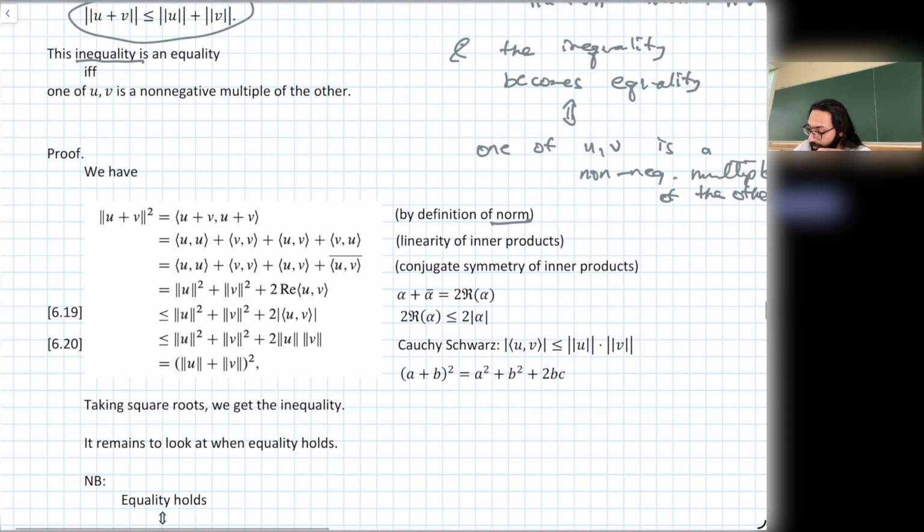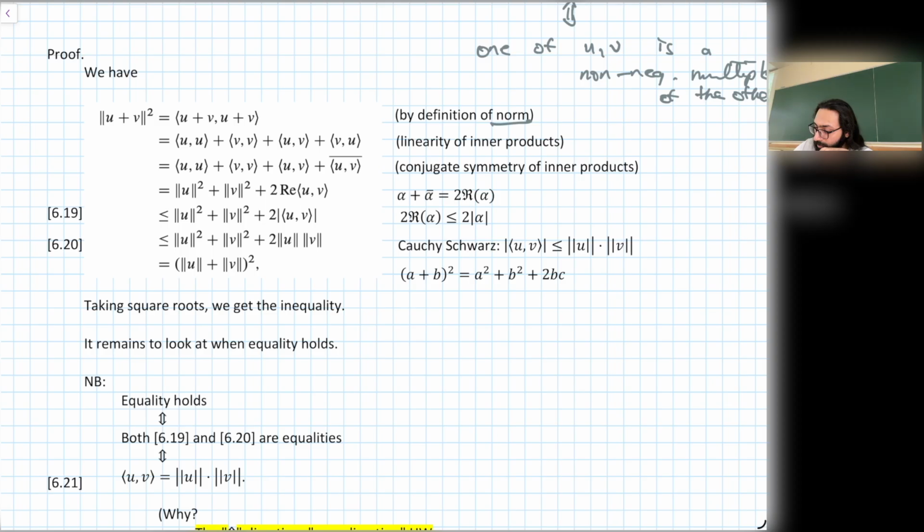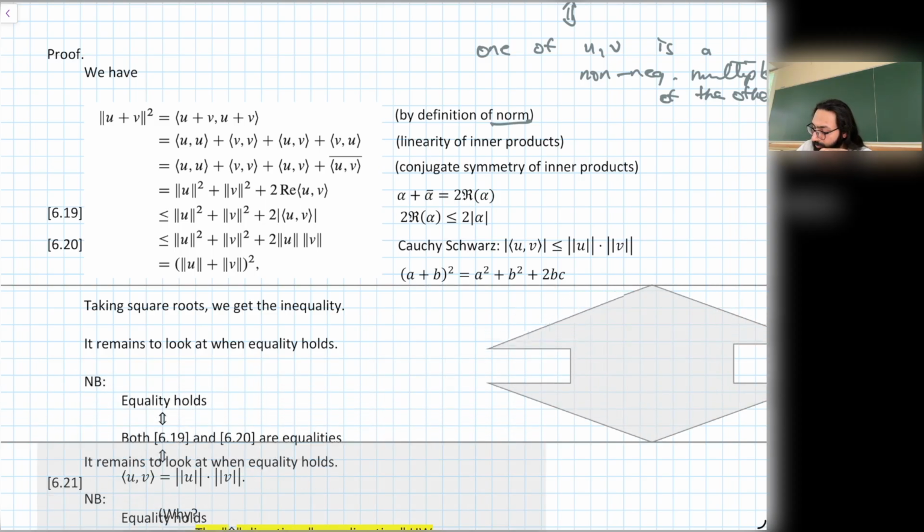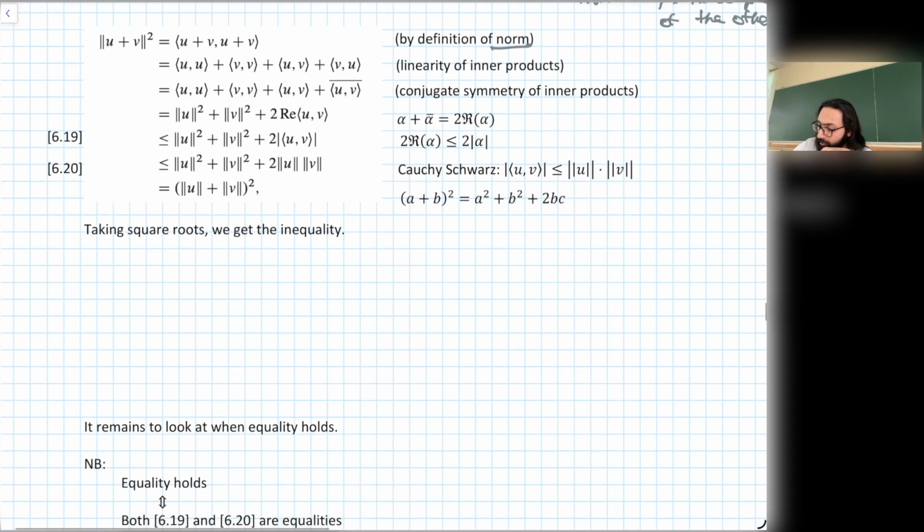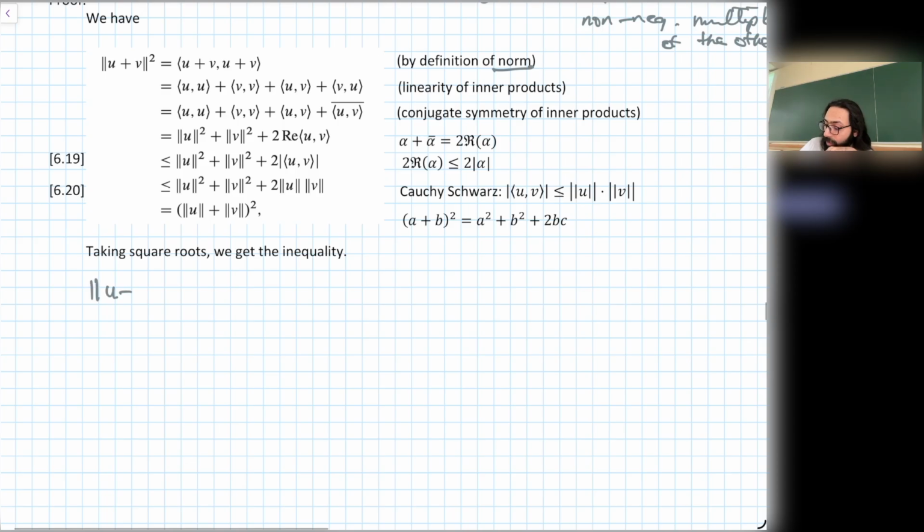Let me make some space. Okay, so let's start. We have u plus v. The norm of u plus v is going to be what? What is the definition? It's the inner product with itself, right? So let's write it out. The inner product with itself would be u plus v, inner product with u plus v. Just use the definition.